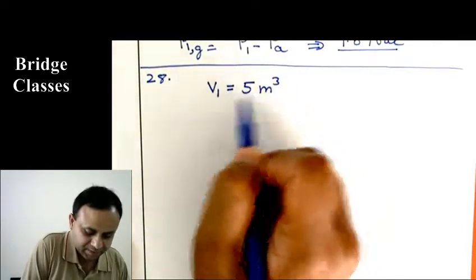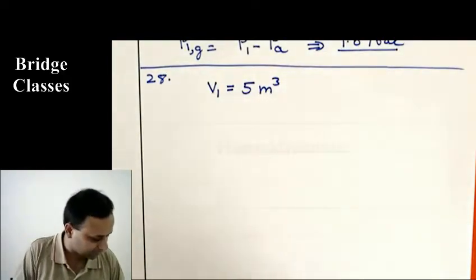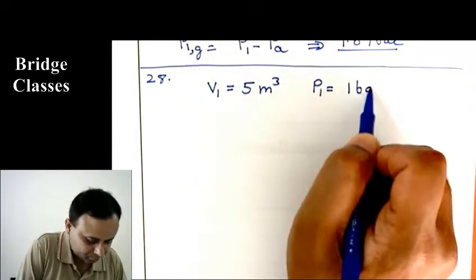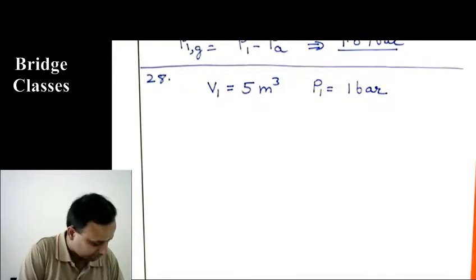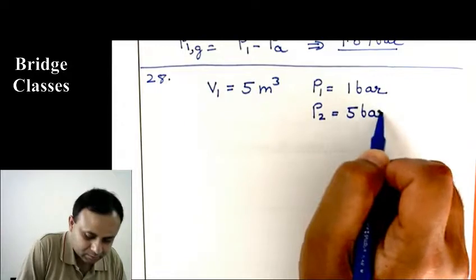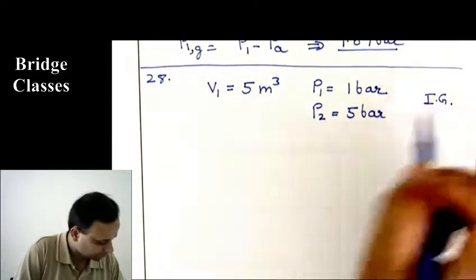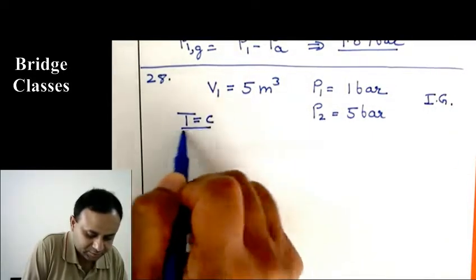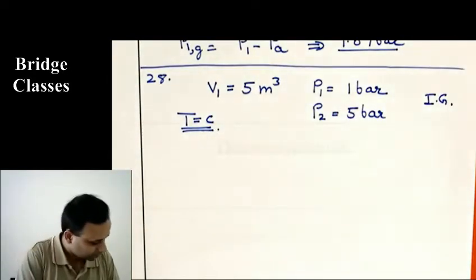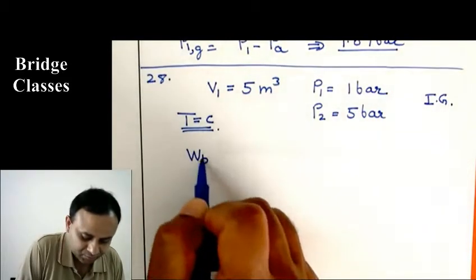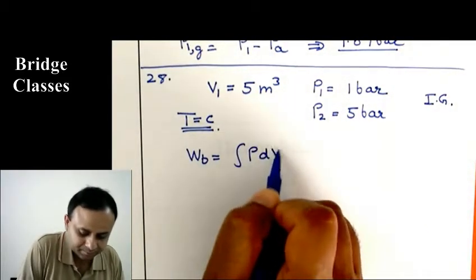Because it is compressed, we have to use V1, V2 like that. And its initial pressure is 1 bar, and its pressure increases to 5 bar. It's an ideal gas, and the process is isothermal. Isothermal means temperature remains constant. The work in kilojoule required for this process is. So you know it's a closed system, boundary work is integral PdV.